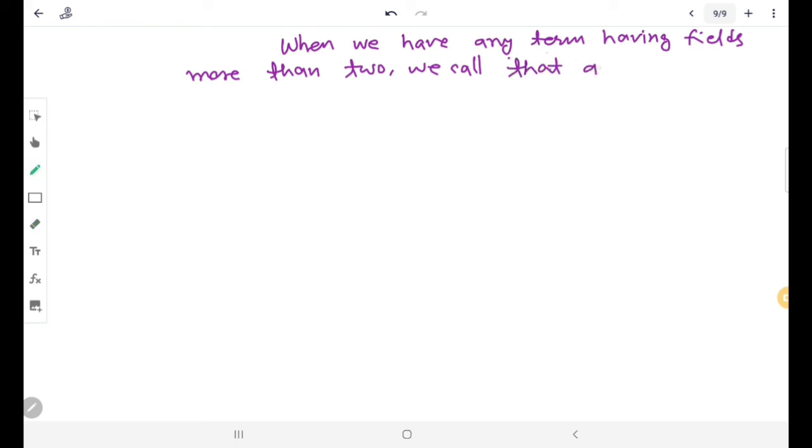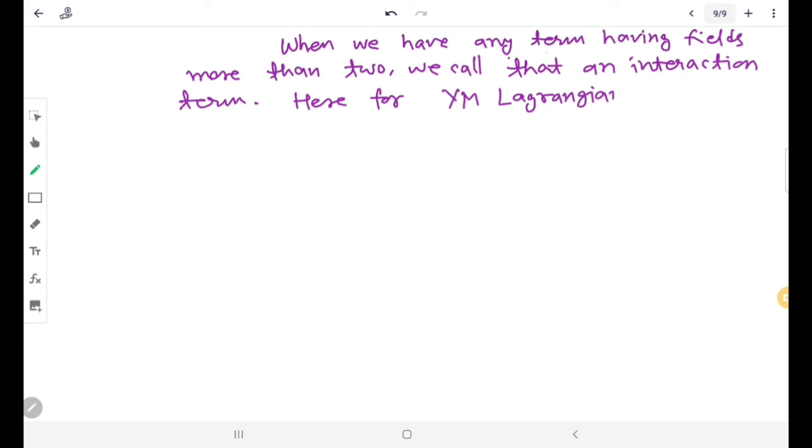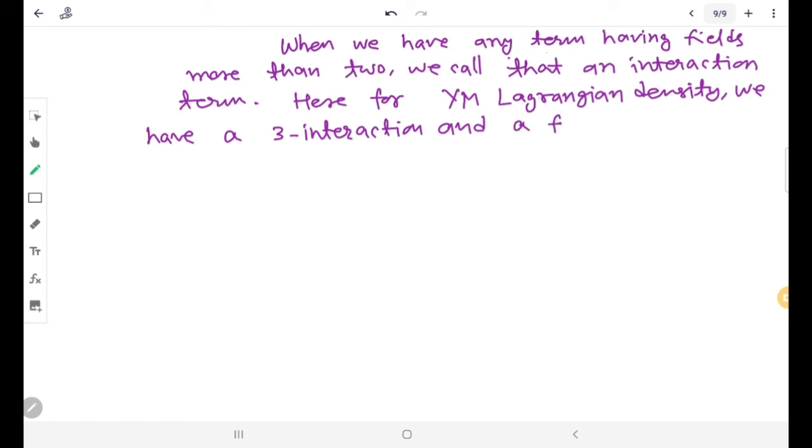That is an interaction term. So here we have the Yang-Mills Lagrangian density. We have a 3 interaction term and a 4 interaction term.